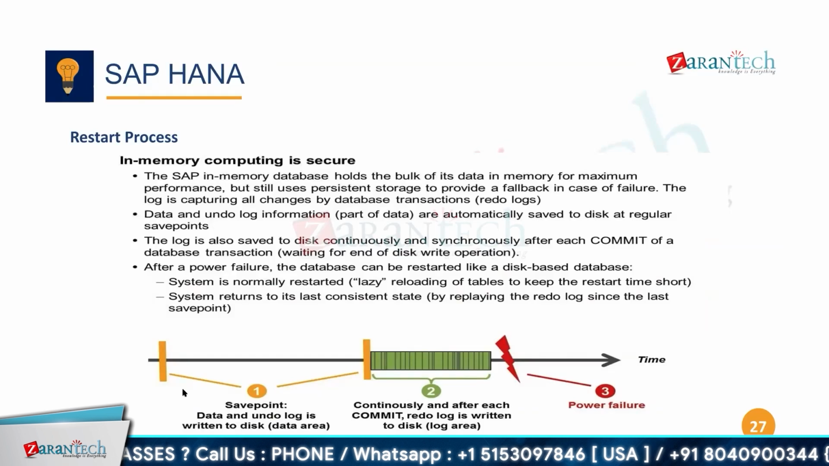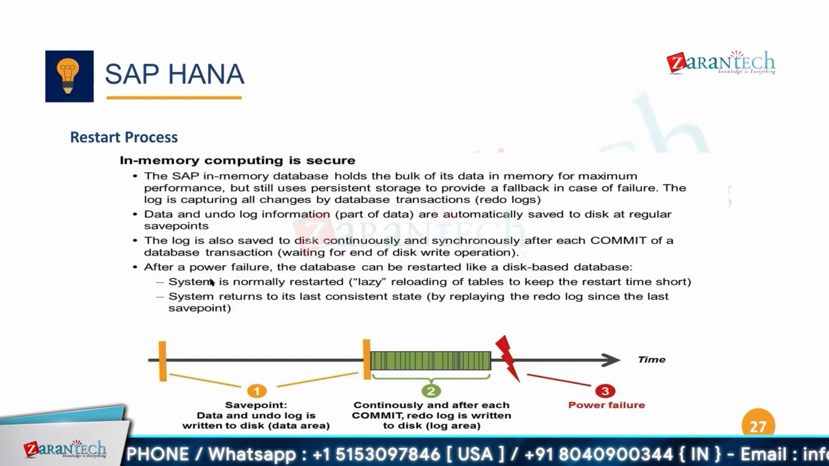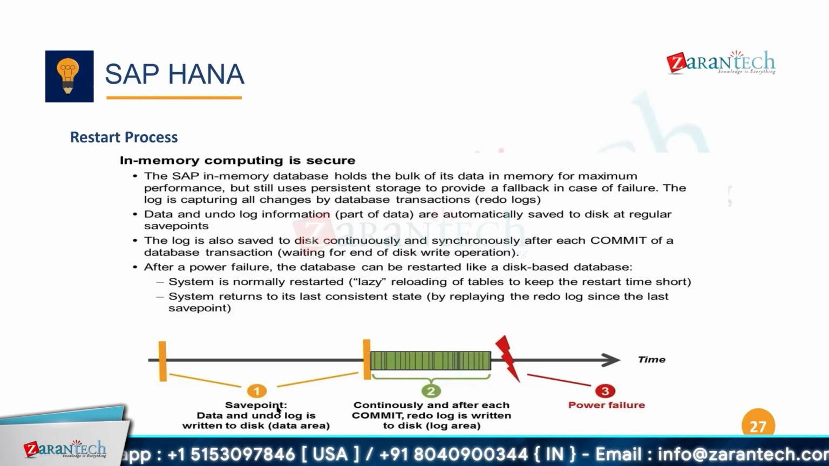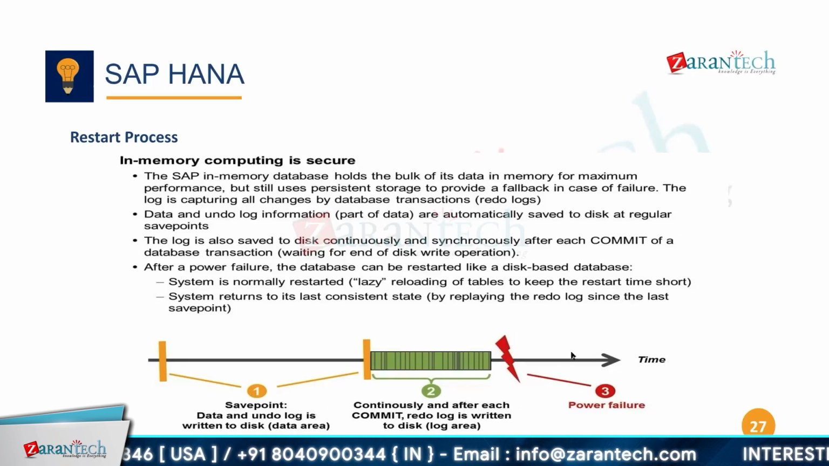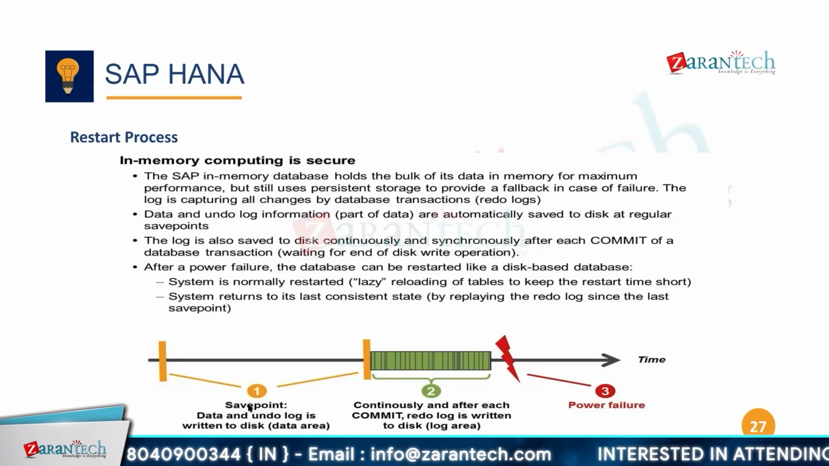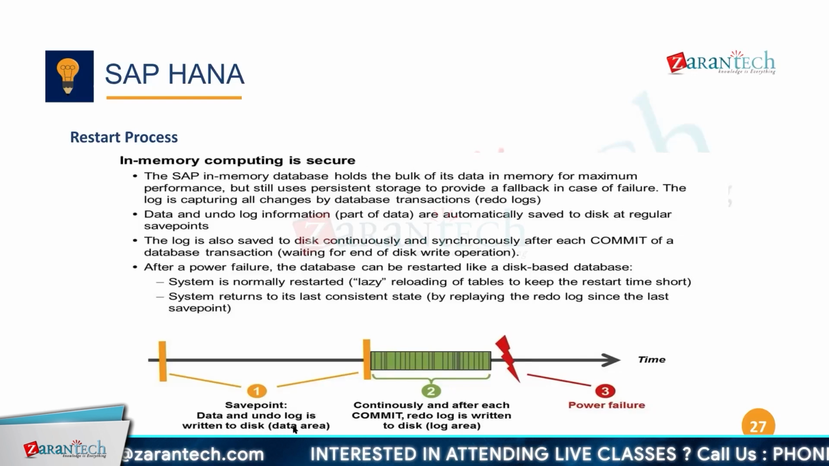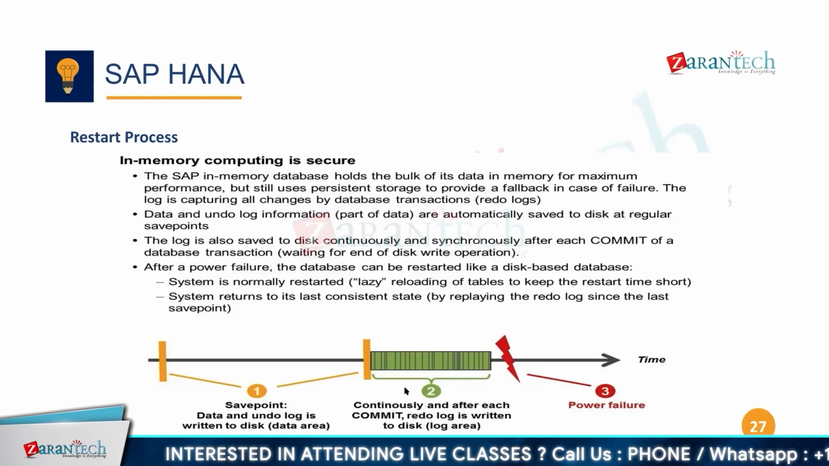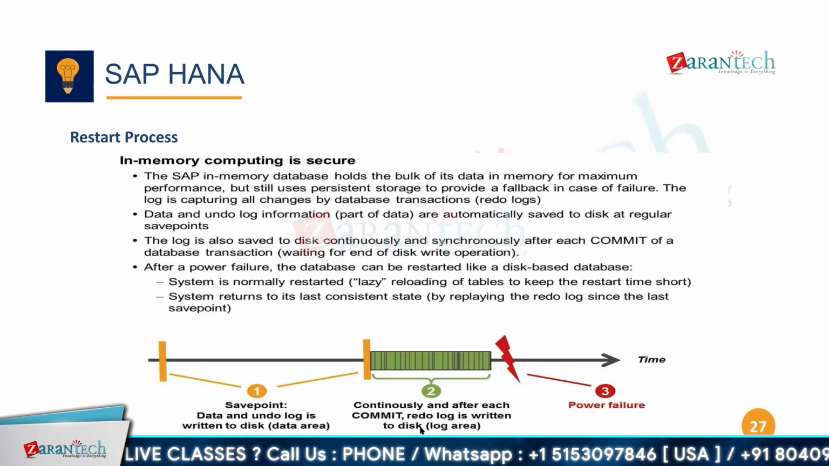Let's say, how do I start this one? Good. So the save point diagram is fine. You look at the diagram for now. Save point, data and undo log is written to disk. So this is the data area. Number 2, continuously and after each commit, redo log is written to disk. It's a log area. Log area we will discuss.